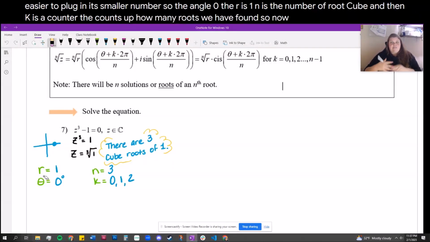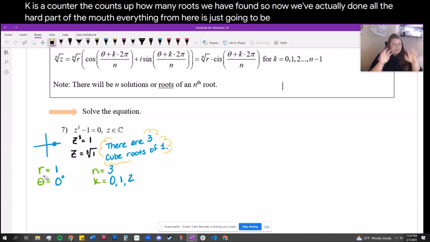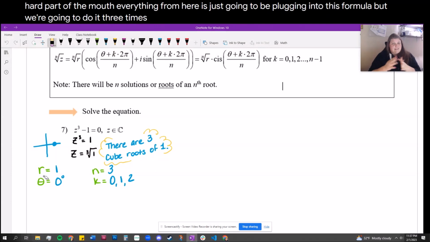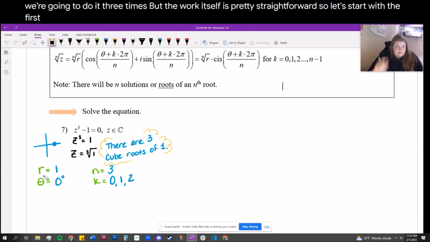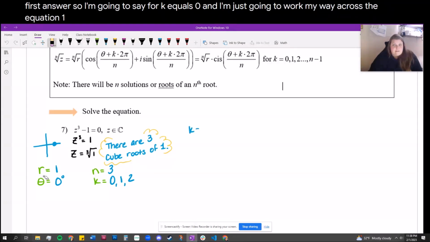So now we've actually done all the hard part of the math. Everything from here is just going to be plugging into this formula, but we're going to do it 3 times, which is the part that feels a little bit exhausting, but the work itself is pretty straightforward. So let's start with the first answer. So I'm going to say for k equals 0, and I'm just going to work my way across the equation, one step at a time.